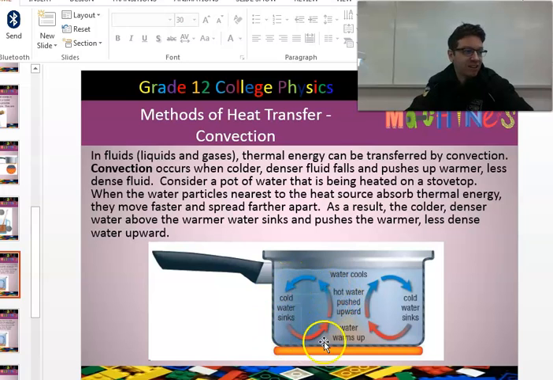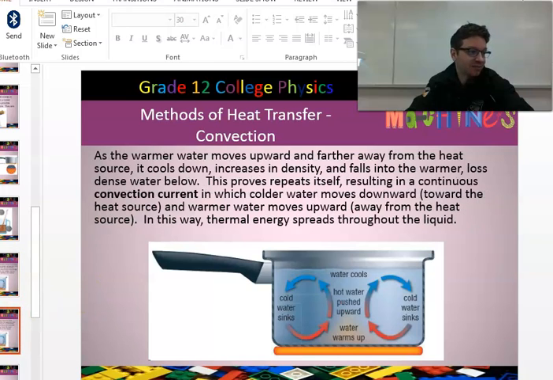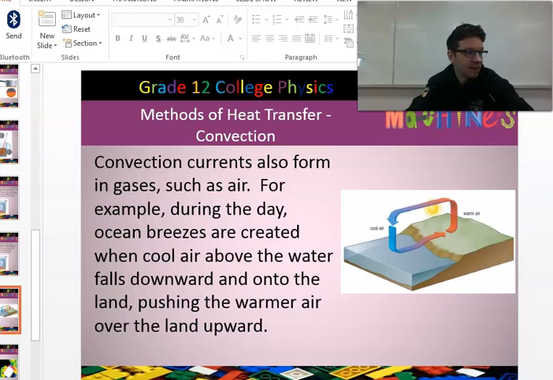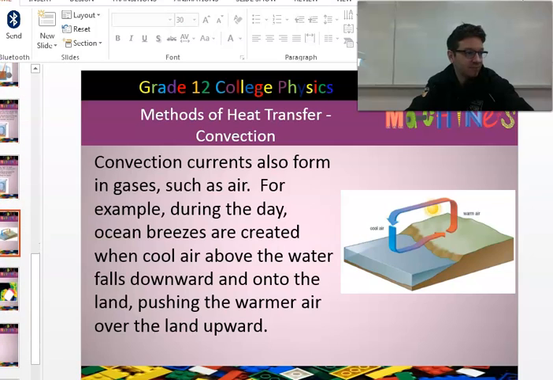Okay? These are our convection currents. So this method is called convection. Lots of convection currents, not just in a pot, but in our atmosphere, in the ocean, right?